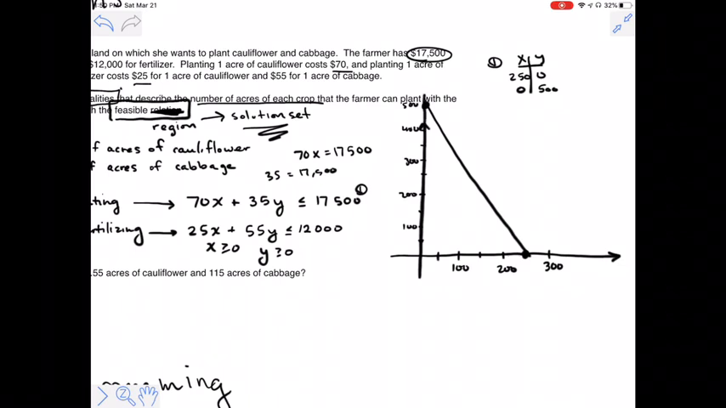And the shading, if I use this test point of 0, 0, where x and y are both 0 for this first inequality, then I have the statement 0 is less than 17,500, which is true. So I am going to be shading towards the test point.